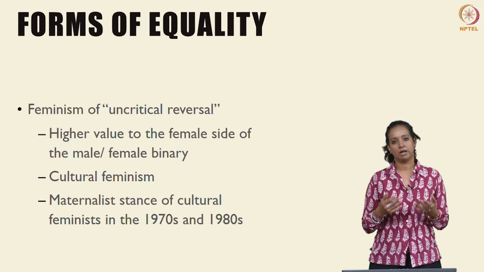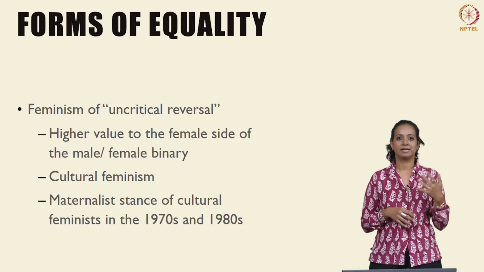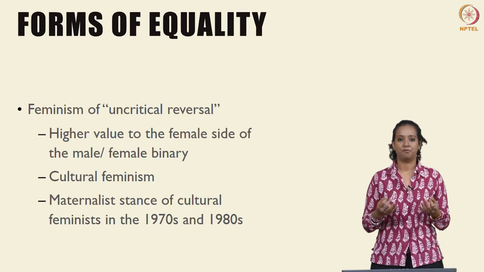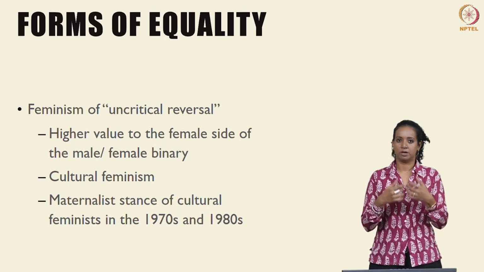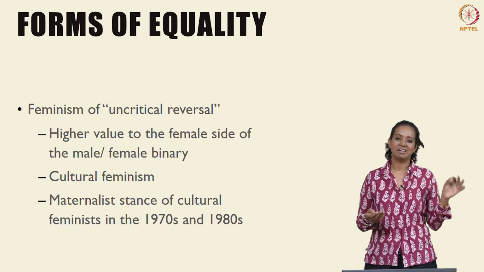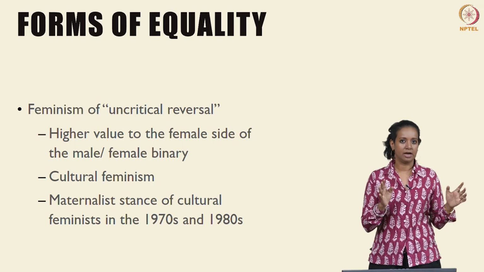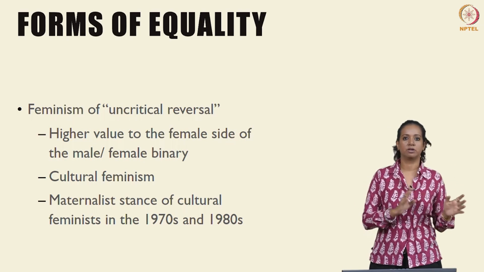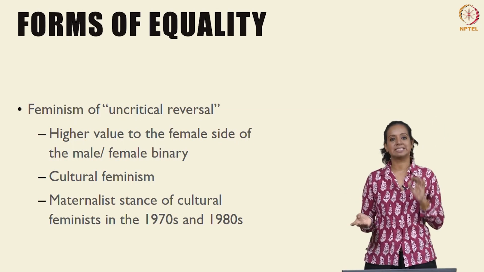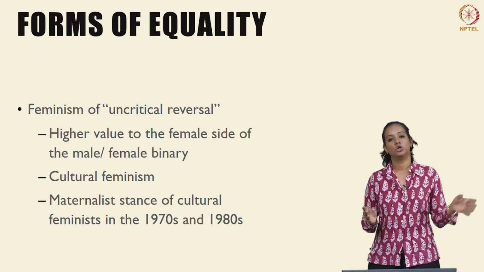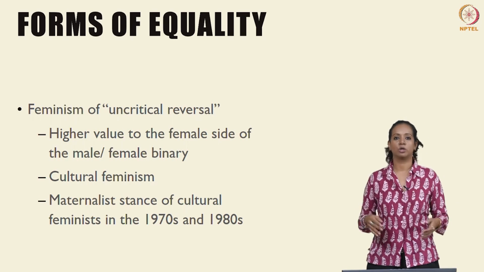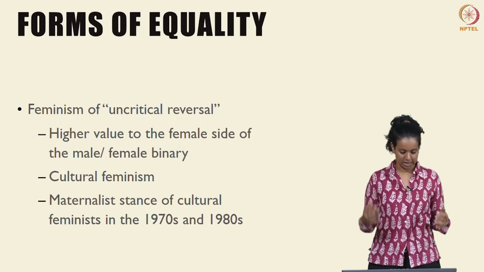Let's turn then to another model of equality that is different than the models based on sameness. These are the models based on difference, which is the understanding that men and women are different. Let's just get with that fact. Such a feminism we dub as uncritical reversal. Earlier it was uncritical equality, now it's uncritical reversal, which is the opposite of that, where a higher value is given to the female side of the male or female binary. Not only is such theory suggesting that men and women are different, it goes on to argue that women should be placed higher on this hierarchy.